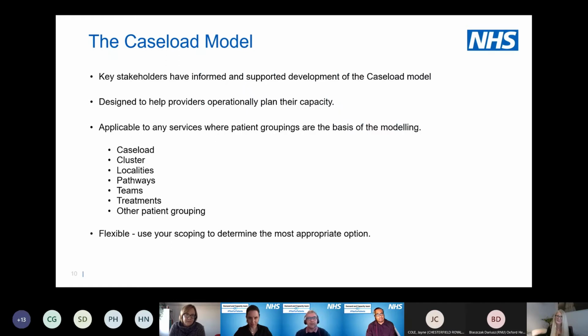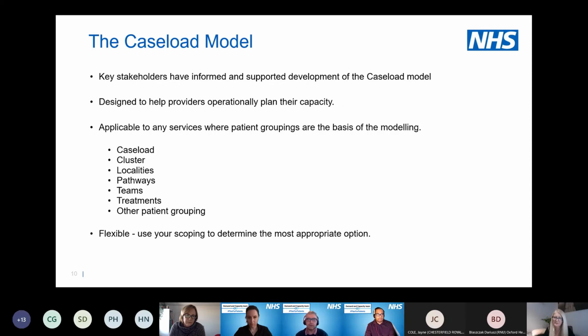Thanks, Wendy. So a little bit of background really around the caseload model. The model has been developed essentially to help organisations operationally plan capacity, and has been developed with input and testing from a range of stakeholders. Community and mental health services were our focus in our initial development and testing.